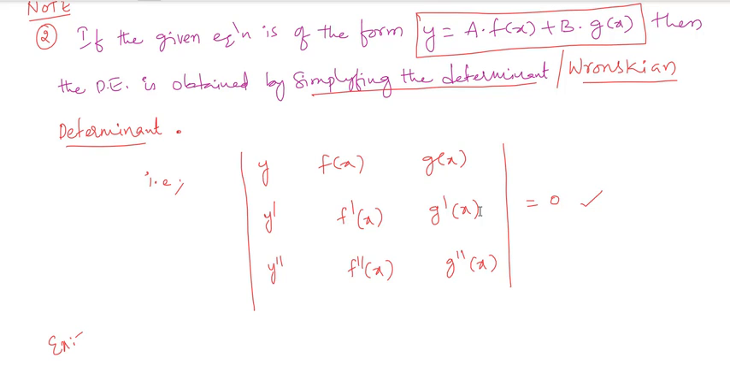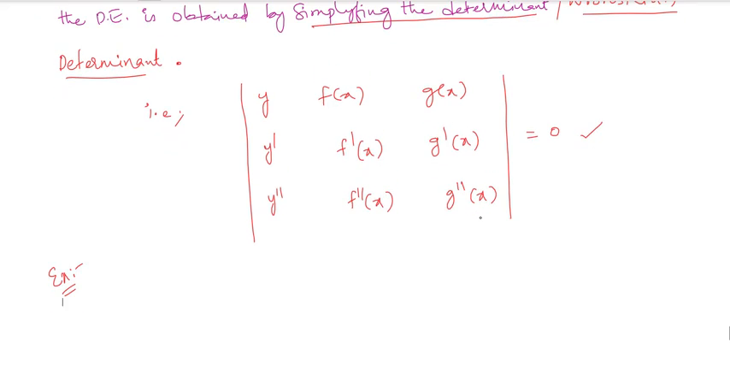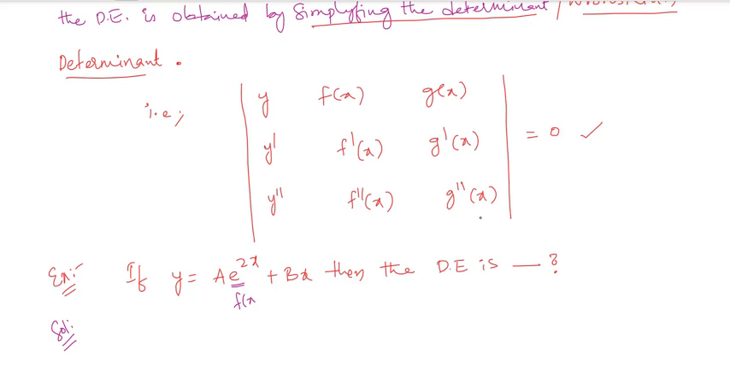So let me take an example for understanding this. If y is equivalent to a e to the power of 2x plus bx, then the differential equation is, this is the question. How will you solve it? Generally a into f of x, this is my f of x, then b into g of x, this is your g of x. So now substitute this. So I'll have y, f of x and g of x. Am I correct or not? This is the criteria.